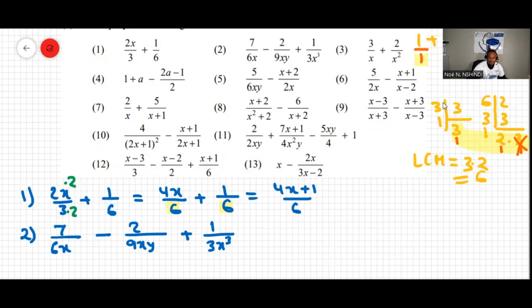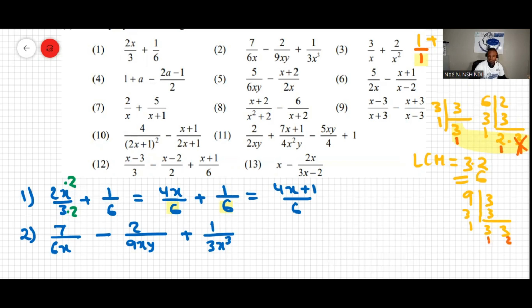I already have the prime factors of 3 and the prime factors of 6 there. I will do one for 9. If I do 9, you see by 3 it's 3, by 3 it's 1, so I can label it 3^1 and 3^2.